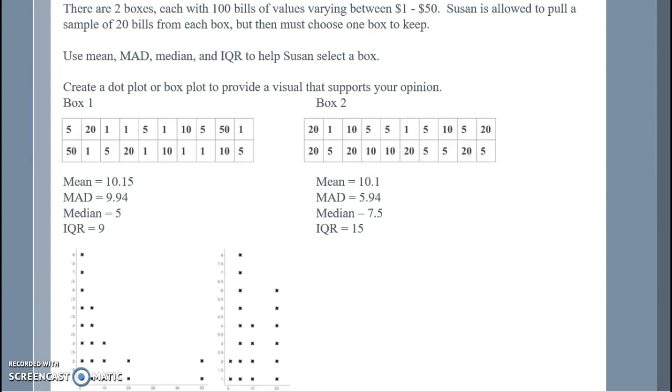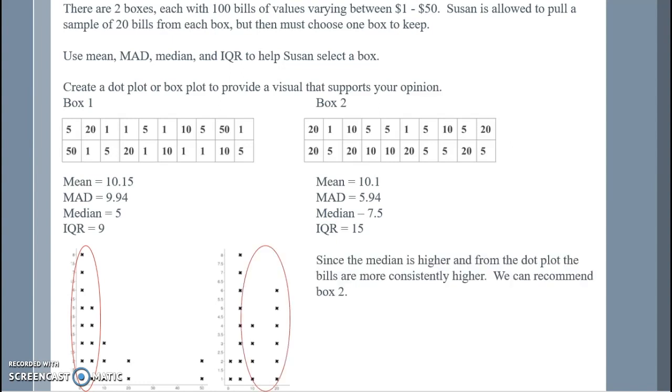Let's take a look at the dot plot for each one. Notice that in box 1, most of our data is piled up on the lower end, less than $10. Whereas in the right-hand box 2, the majority of them is between $5 and $20. And since the mean is higher and, from the dot plot, the bills are more consistently higher, I would recommend box 2.